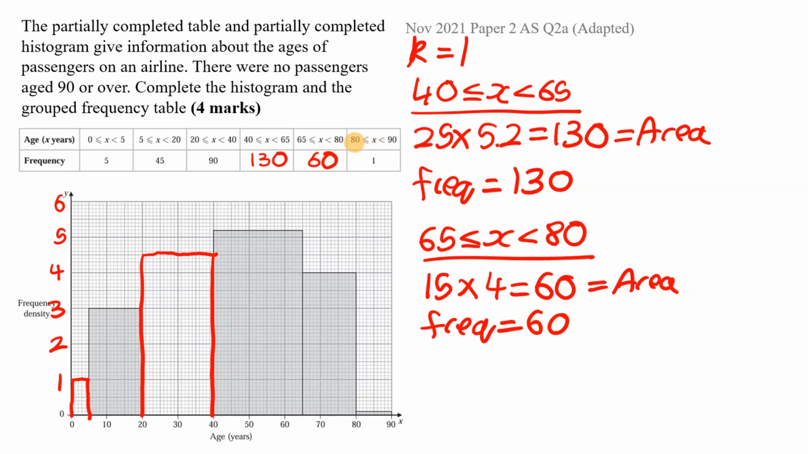And therefore we have the final answer as 80 to 90. We already have the frequency and the bar. So this here is the final answer, and this is how you get the 4 marks.